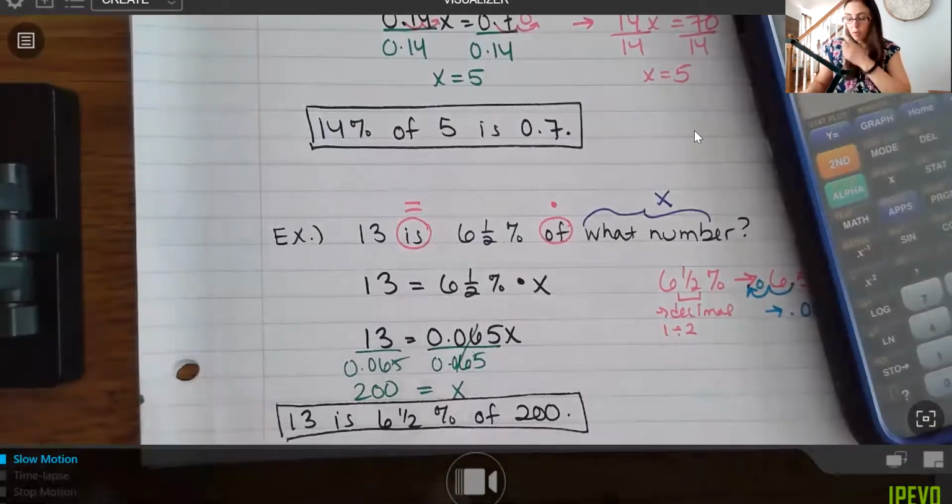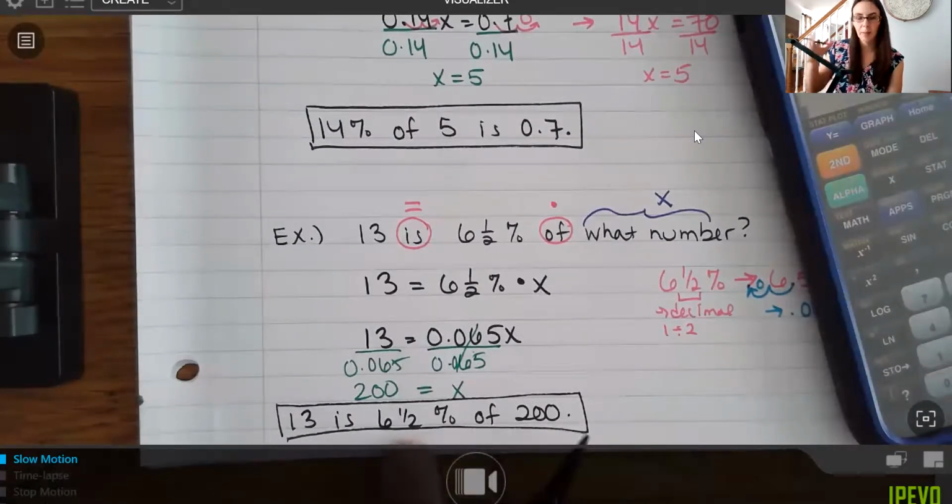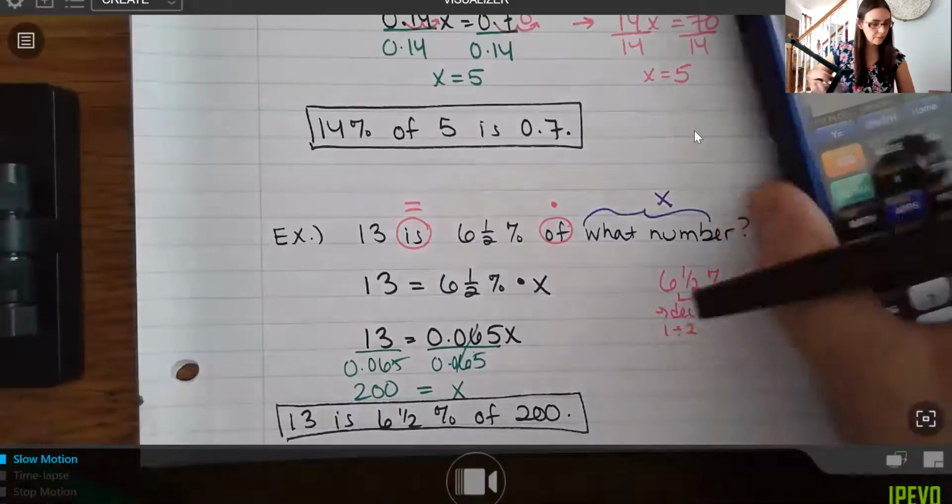Now, does that make sense? Well, 6.5% is pretty small, and 13 is pretty small compared to 200. So again, when I say small, I'm comparing out of 100% being the whole. So this does make sense here.